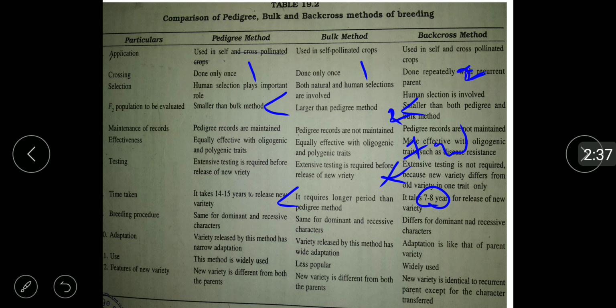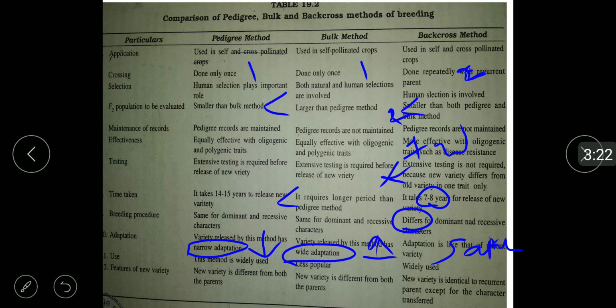Breeding procedure is the same for dominant and recessive characters in the pedigree and bulk methods, but it will differ for dominant and recessive characters in backcross. Adaptation: a variety released by the backcross method has narrow genetic adaptation, while the others have wide adaptation. In backcross, adaptation is like the parent only, with no increase or decrease.